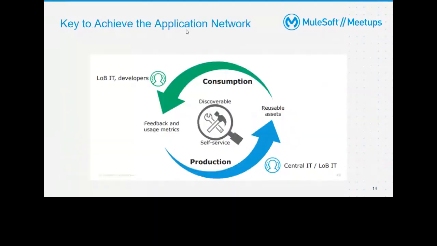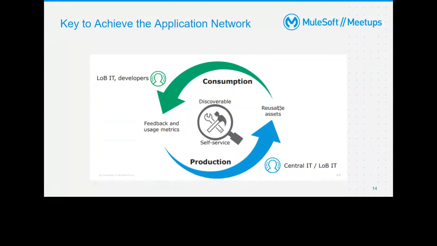Now, how to achieve this application network? How to get the API-led connectivity approach right? We have been talking about the same thing again and again. Let me just take you to a streamlined process. Whatever we have discussed, we actually implement it using a very beautifully articulated process over here. Now, what happens when the assets are being created?